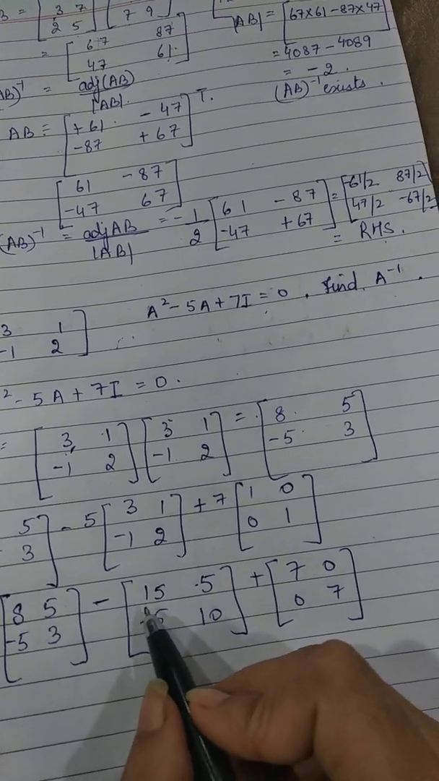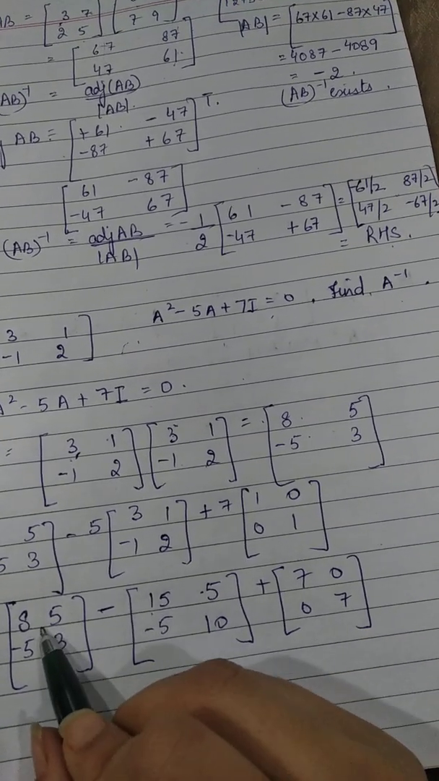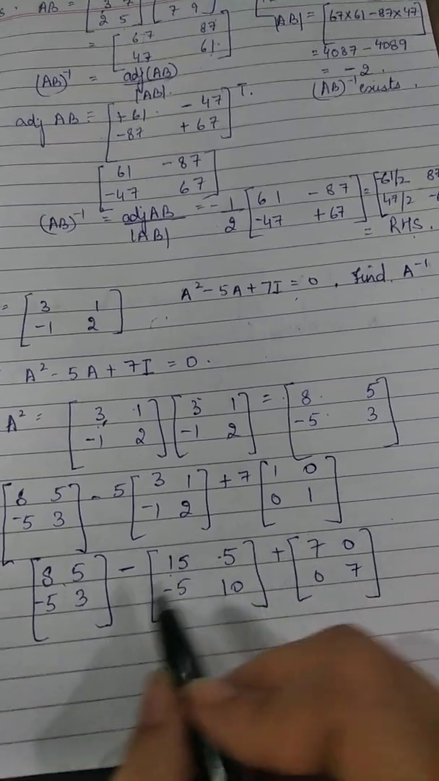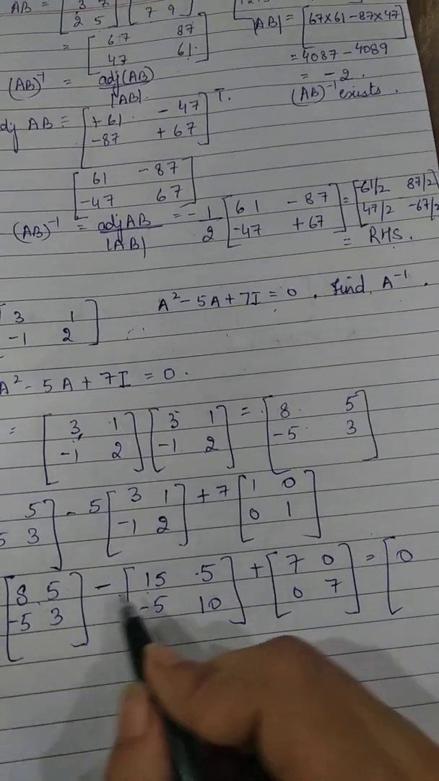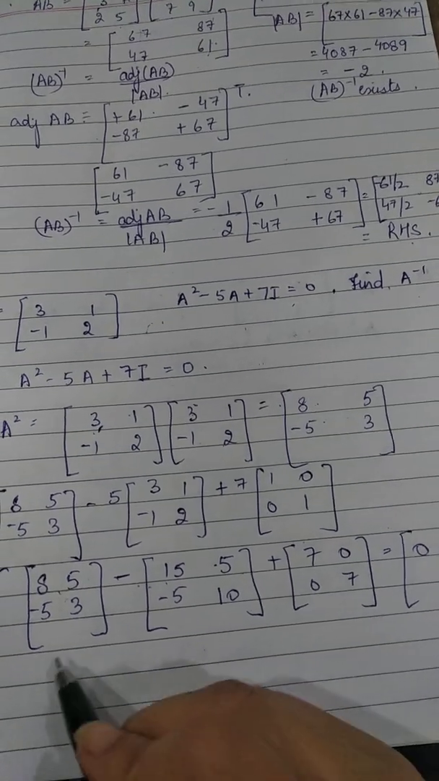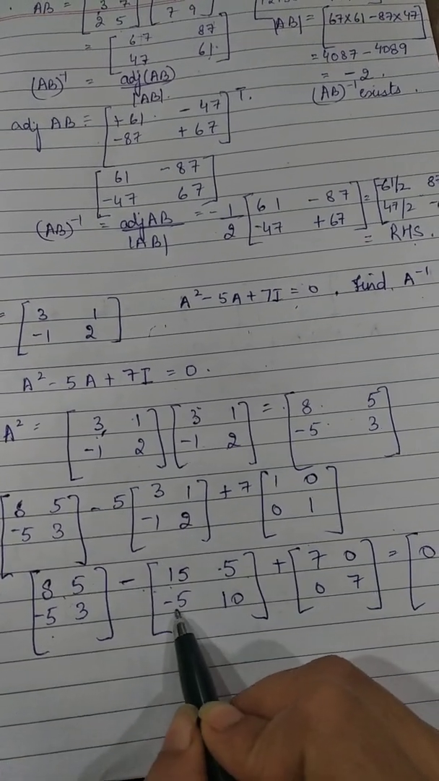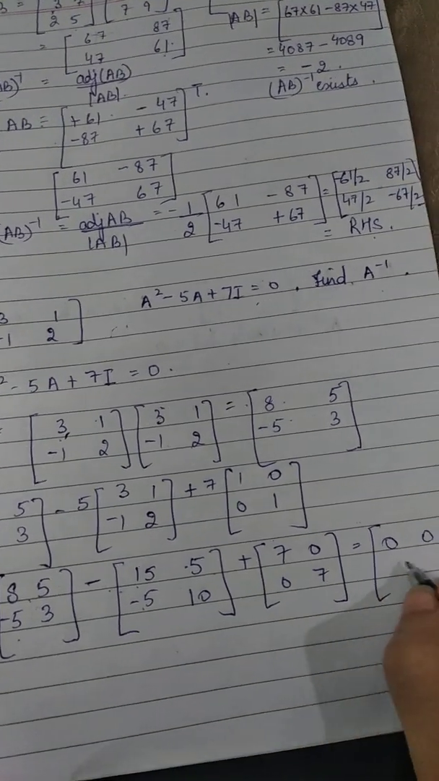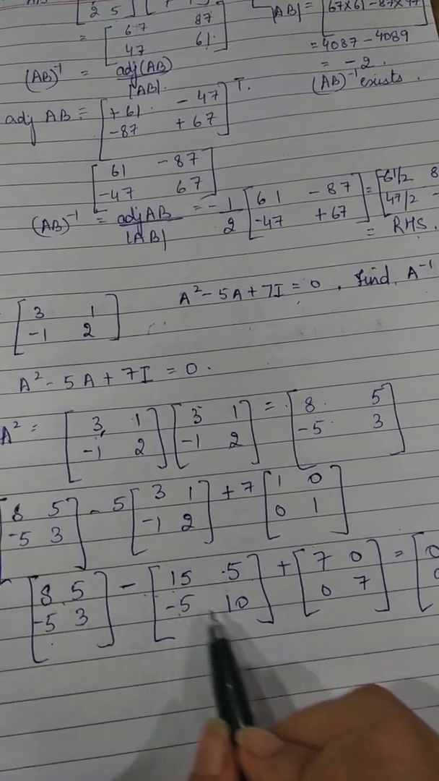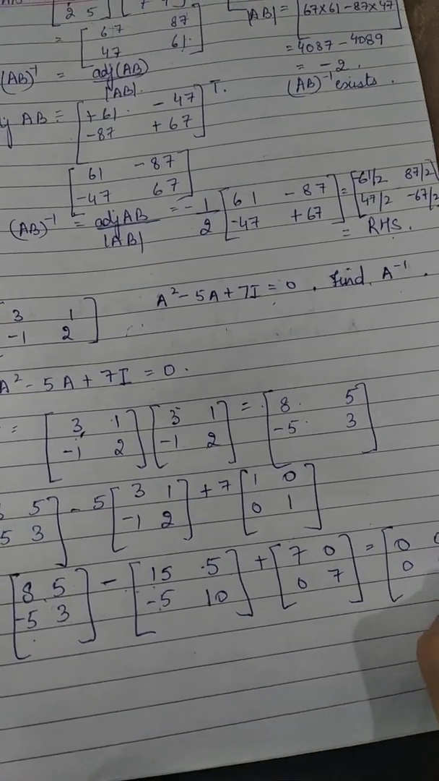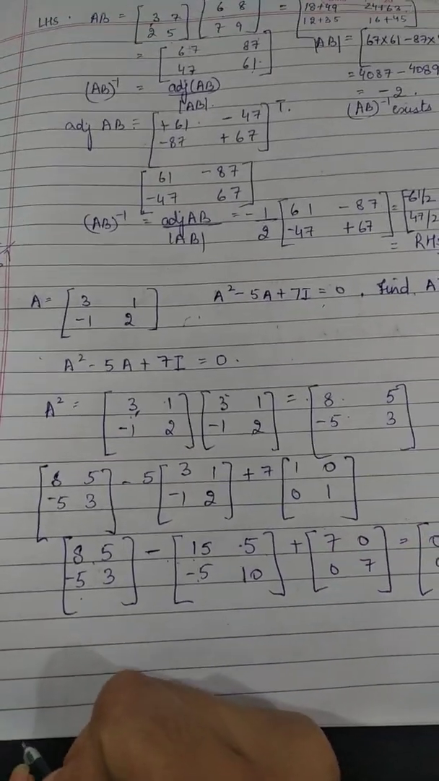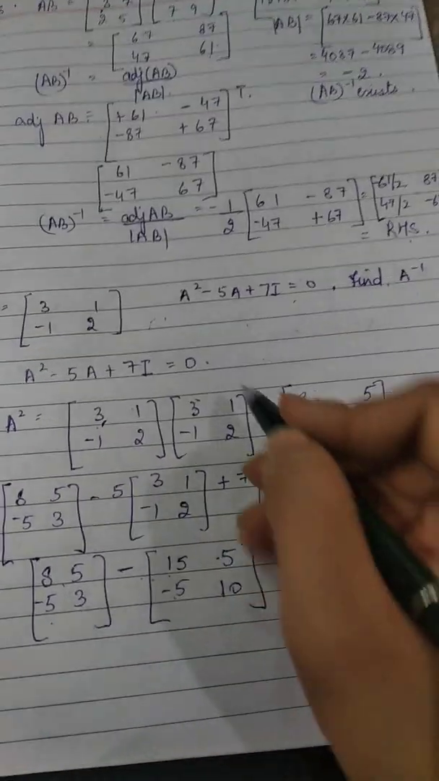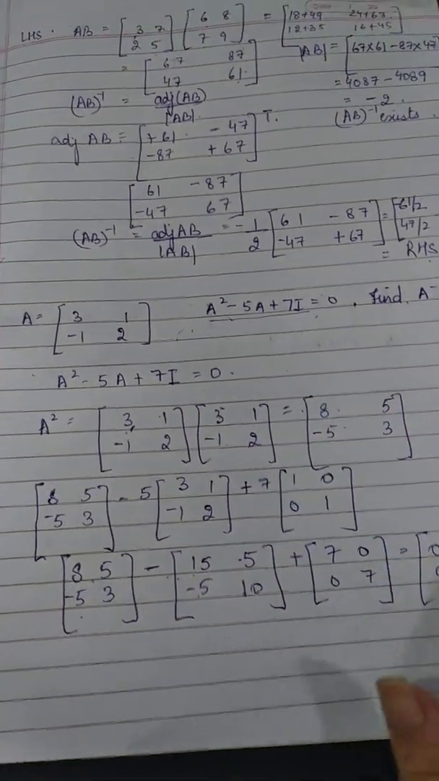8 minus 15 plus 7. 8 plus 7 is 15. Minus 15 gives us 0. 5 minus 5 plus 0 gives us 0. Minus 5 minus 5. That's minus 5 plus 0 gives us 0. And 3 minus 10 plus 7 gives us 0. So this is equal to a null matrix. We have proved this. And hence we'll be finding out the inverse using this particular expression.